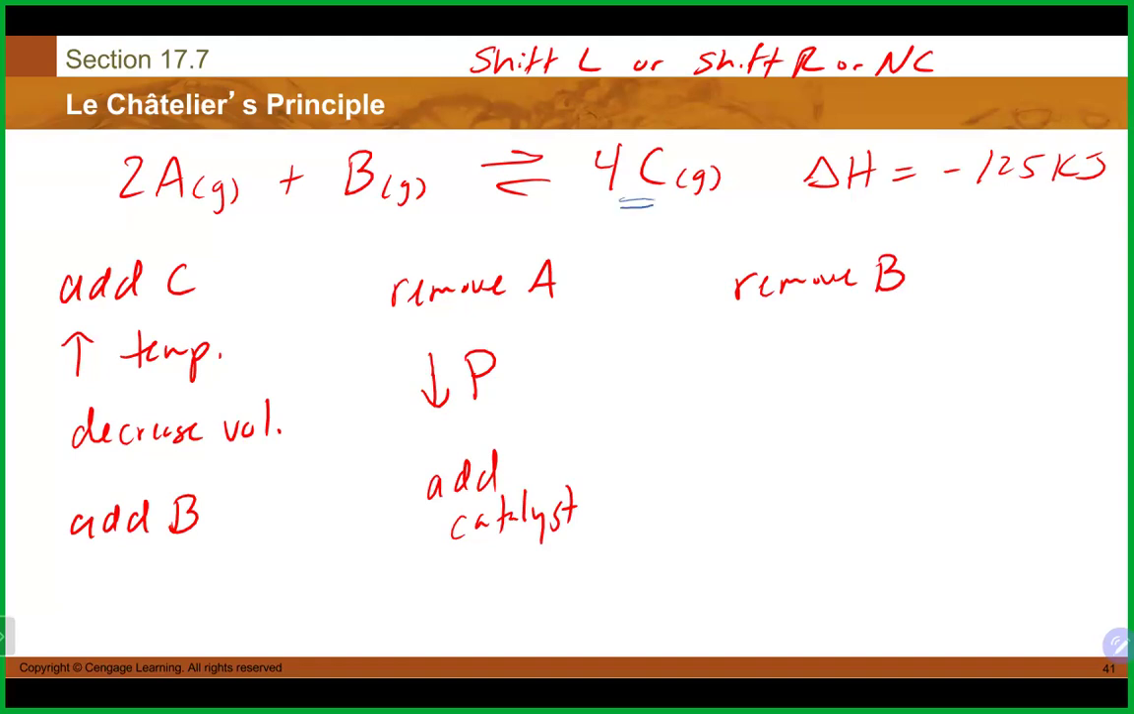All right, so for each of these, what will happen? Again, when we add, it goes away from the side we added it to. So we're going to add to the right. It's going to shift to the left, away from it. Again, that's going to cause the reverse reaction to occur because there's more products than reactants.